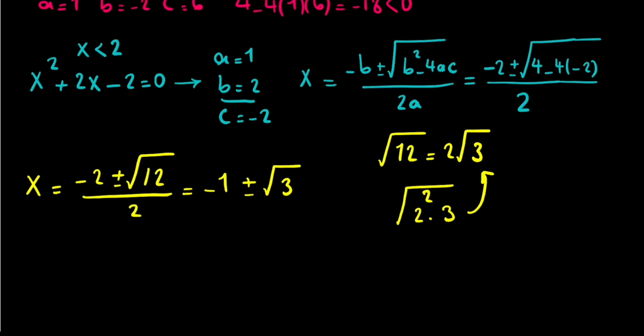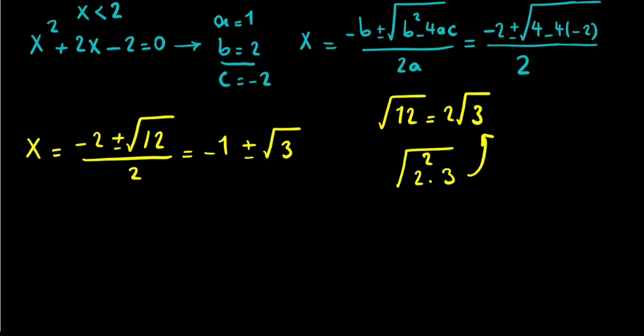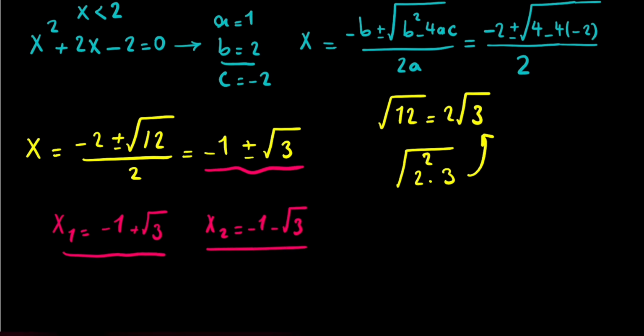And we have two answers for x, but which is correct? The first one, I called it x1, is equal to negative 1 plus the square root of 3. The second one is negative 1 minus the square root of 3. So which one is correct? Both of them are correct. Why? Because both of them have to be less than 2, and both of them are less than 2. So these are the two answers for our equation.